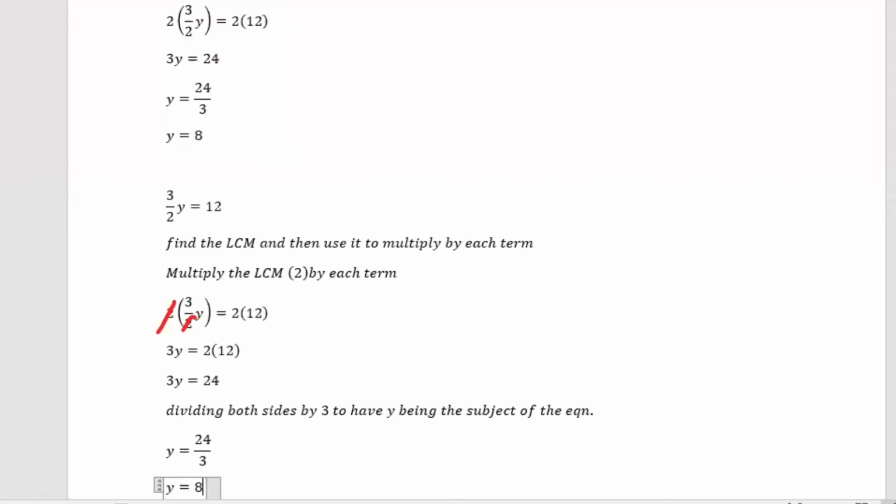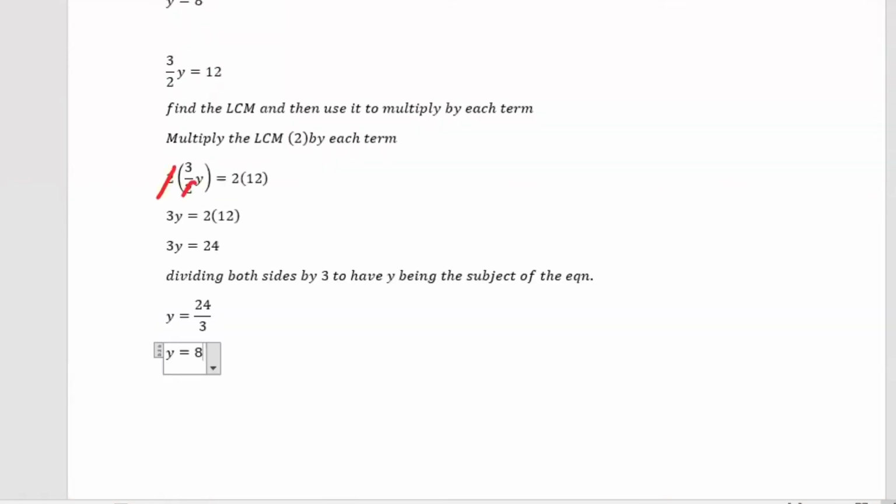How do I know that my answer is correct? I substitute y for 8 in the original equation. Then you'll get both sides of the equation being 12. So when you do 3 divided by 2 multiplied by 8, you will see that you get 12. And that is how I know that my answer is correct.